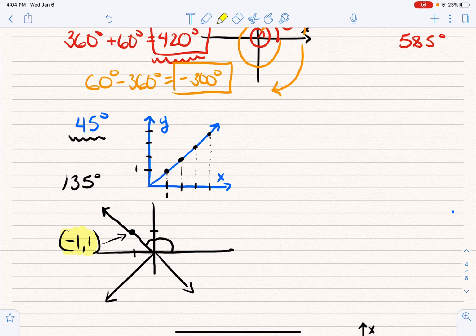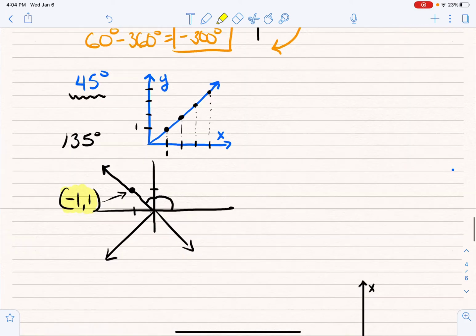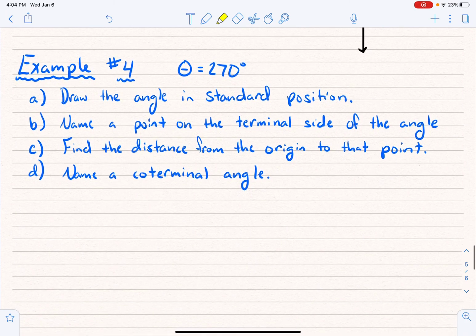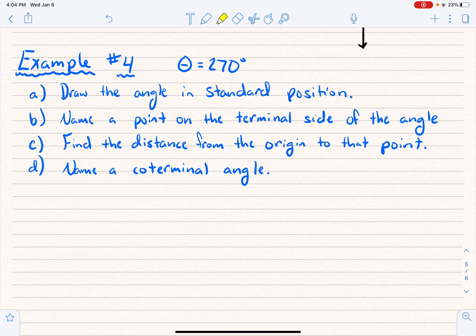All right. Now, I know there's been a lot of information. We have one more example, and then I'm going to cut you loose. So here we go. Last example of the day. Example number 4. It says, if theta is 270 degrees, I want you to do these 4 things. I want you to draw the angle in standard position. I want you to name a point that's on the terminal side of the angle. I want you to find the distance from the origin to that point. And you also have to name a coterminal angle.